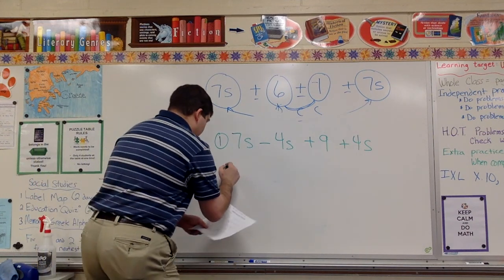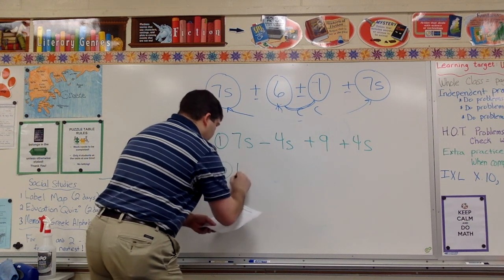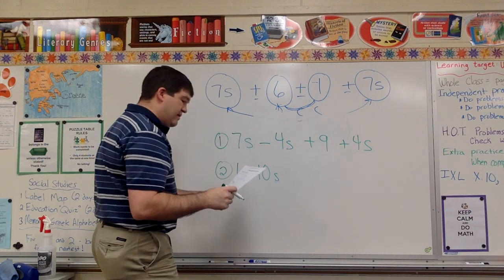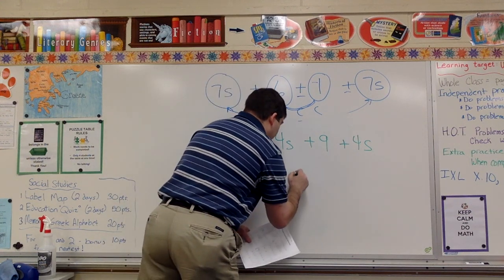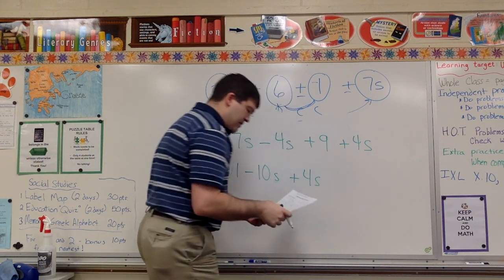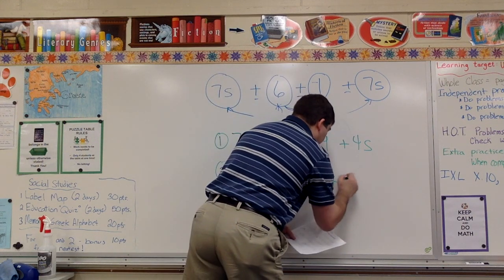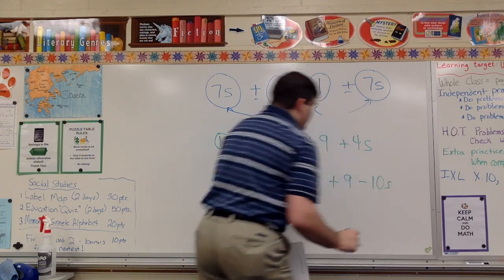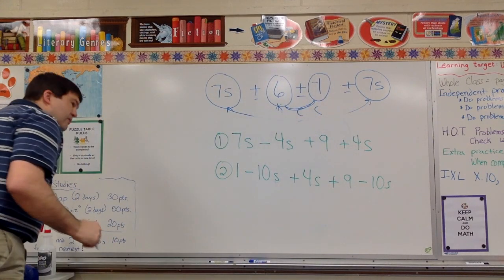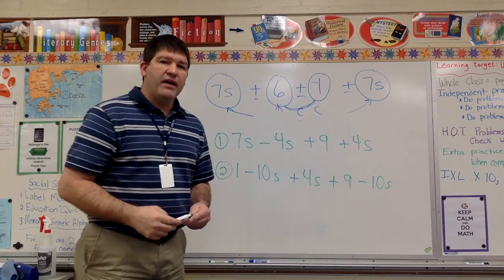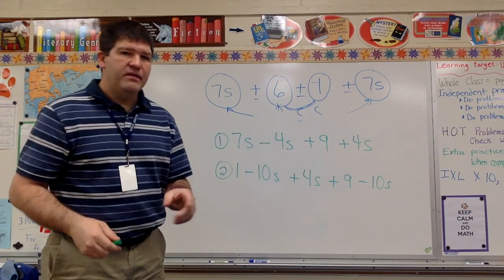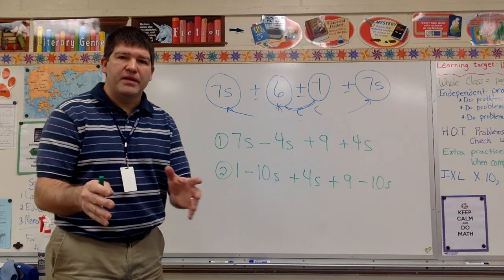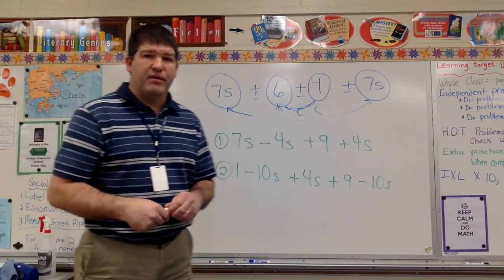The other one I want you to do is 1 minus 10s plus 4s plus 9 minus 10s. Okay? I want you to try and simplify those. Find out what terms you have, and you can make it all addition. Find out what terms you have, which ones are like, put them together, and then get it to simplest form.